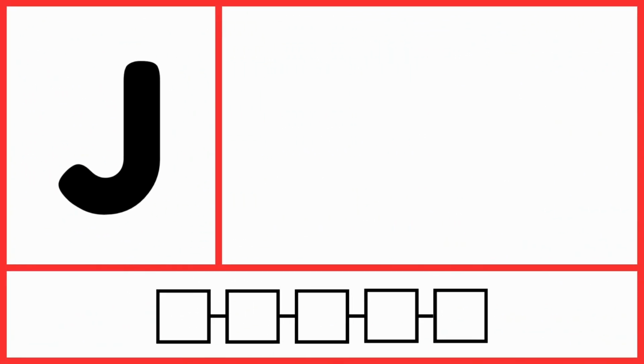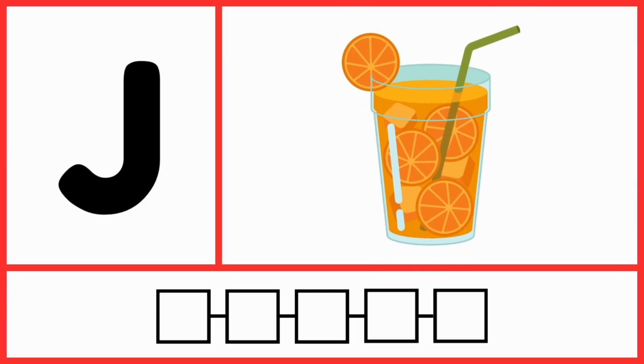J. J is for juice. Let's spell it. J, U, I, C, E. J is for juice.